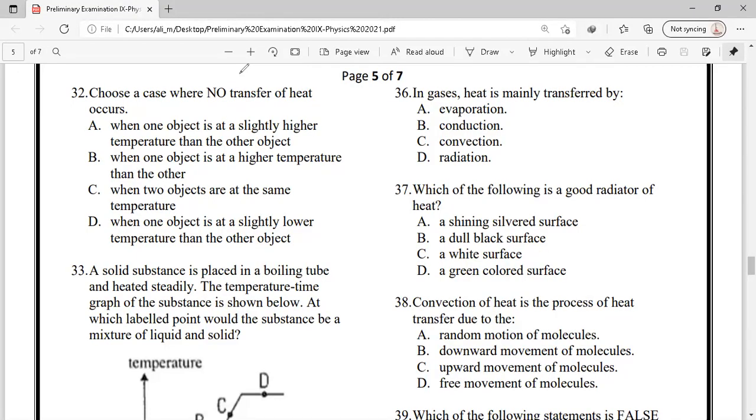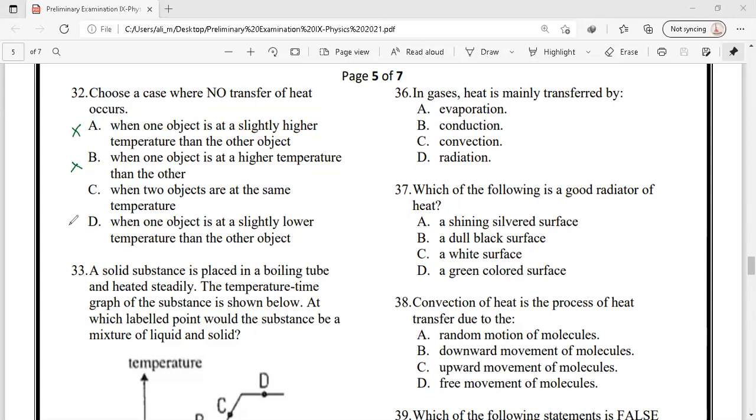Question number 32. Choose a case where no transfer of heat will occur. So the first option is when object is at slightly higher temperature than the other object. So it means both the objects will have different temperature. When one object is at high temperature than the other, this means that option B is also incorrect. अगर high temperature पर है, it means दूसरा low temperature पे होगा, and the difference of temperature will result in the transfer of heat.